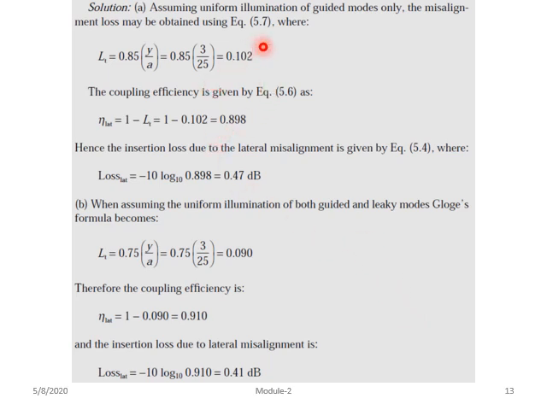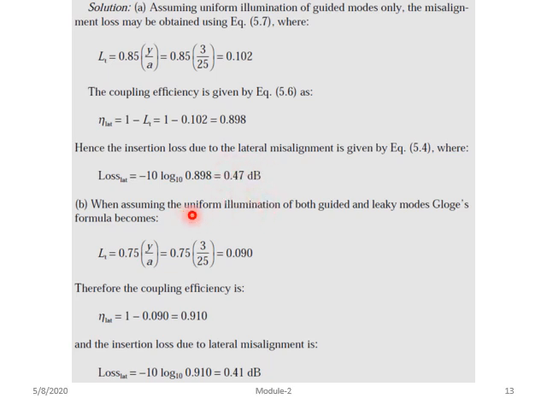So the earlier case is a uniform illumination for the guided modes with respect to misalignment. Use lateral misalignment in terms of a guided mode where alpha parabolic profile is considered, so alpha is equal to 2. With respect to the equation, I directly simplified LT is equal to 0.85 y by a. So y is 3 micrometer, a is equal to 25 micrometer, micro cancels. After simplifying LT, the coupling efficiency neta lateral is equal to 1 minus LT, so I get 0.898, and the lateral insertion loss, minus 10 log base 10 of neta lateral, is 0.47 dB.